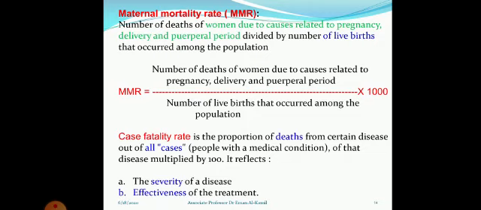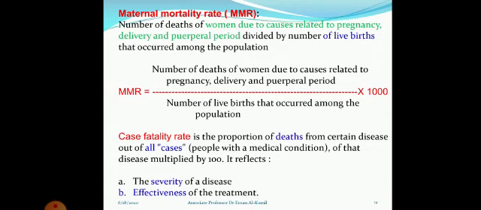And also it is one of the important mortality indicators used for comparison, because it reflects the quality of appropriate healthcare services, antenatal healthcare services, or maternity and child healthcare services.